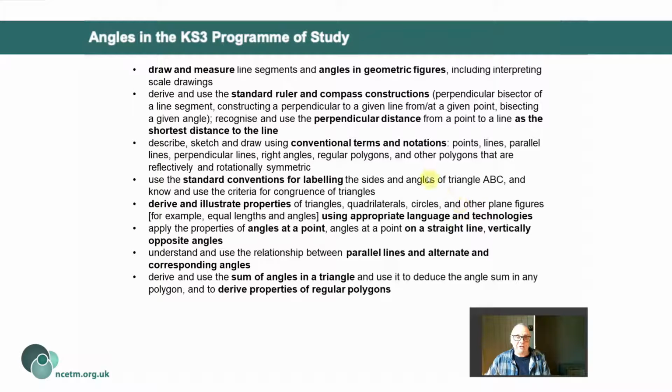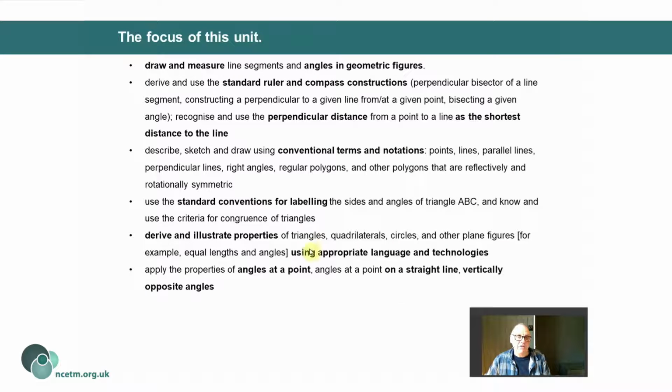You can see the Key Stage 3 program of study on angles is quite dense. There's a lot of it. We're not going to be able to do all of that in one hit. So therefore, the focus of this unit is going to be around how we draw and measure angles in geometric figures, some constructions, talking about notation and conventions for labeling, etc. And also we're going to be looking at properties and these ideas of angles at a point, on a straight line and vertically opposite angles. And we're going to apply those rather than just teach them because, as I mentioned, they've seen that before at Key Stage 2.